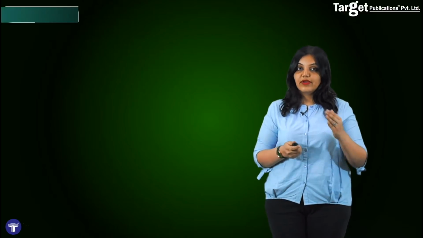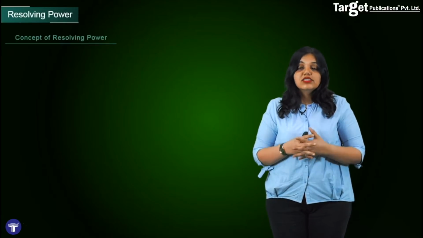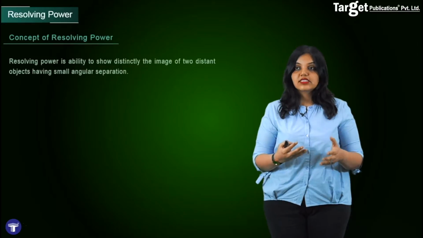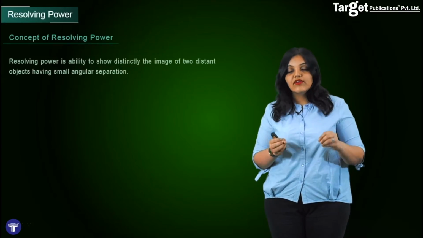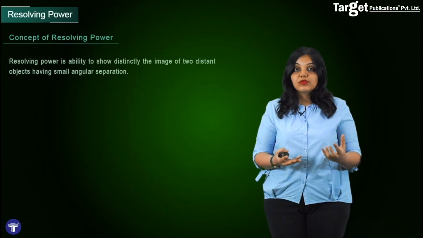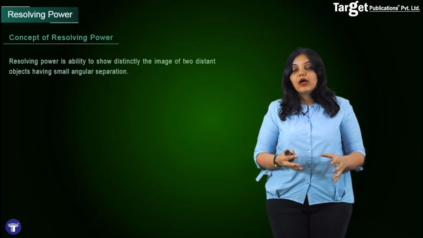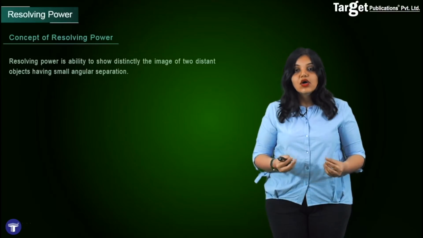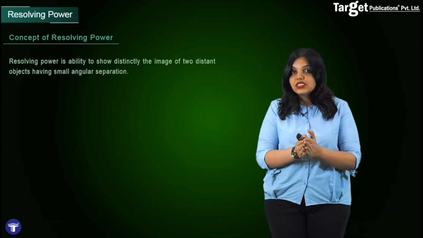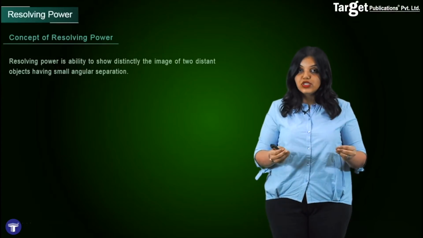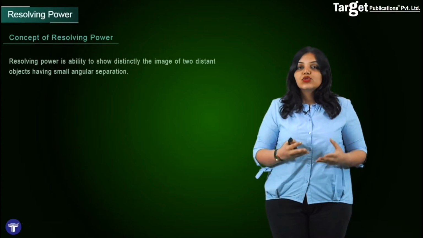One of the most important concepts associated with the study of diffraction is the concept of resolving power. Resolving power is usually defined for instruments, for example, like a microscope or a telescope, or even for our eyes, which is an optical instrument also. Resolving power of an instrument is the ability of that instrument to be able to separate the images of two distinct objects. And why is this so important?